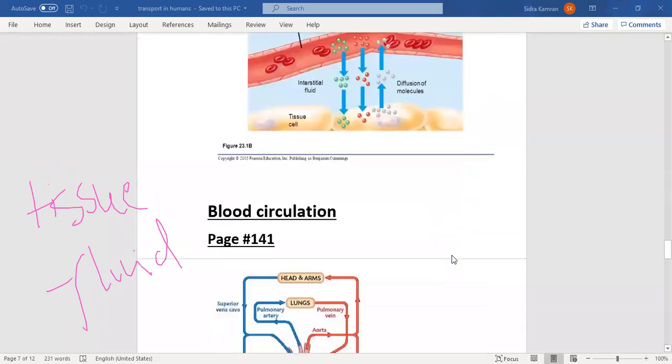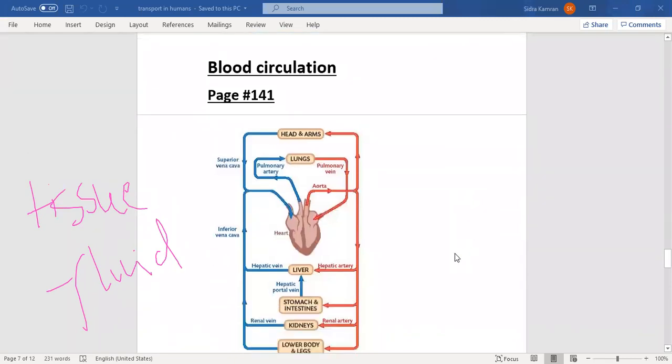Next, we have a topic that is blood circulation. Page number 141 of your book. In the human body there is blood circulation that is basically double circulation. What does it mean? Double circulation means the blood moves once in the whole body but twice through the heart. Blood passes through the heart twice and it goes once around the body.